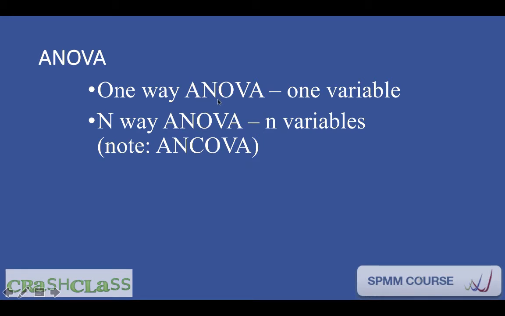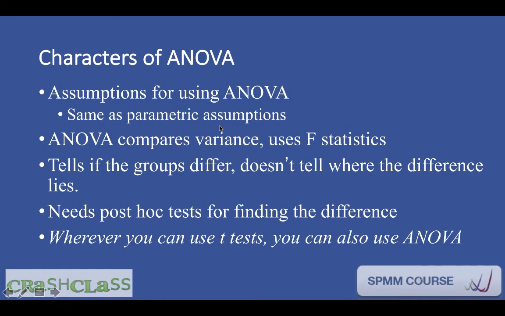ANOVA stands for analysis of variance. ANCOVA stands for analysis of covariance. Co, because it's co-occurring with something else, and that's the third factor, the confounding factor. So remember, ANCOVA is to adjust for confounders. It's an n-way ANOVA. Okay. So one-way means only one variable, n-way means more than one variable. And a special type of n-way ANOVA, ANCOVA, is used for adjusting for confounders. So now we have seen one multivariate test, which is n-way ANOVA. Everything else we have seen is only univariate.